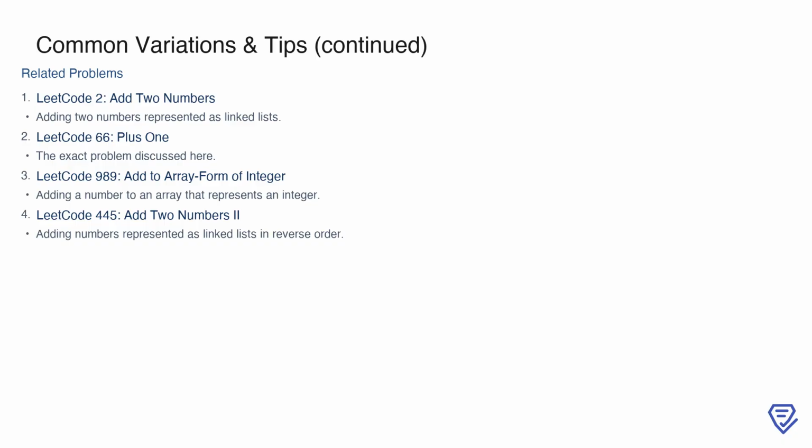For example, LeetCode 2, Add Two Numbers, involves adding two numbers represented as linked lists. This problem focuses on a similar carry propagation process but works with a different data structure. You're already familiar with LeetCode 66, +1, the problem we're discussing here. Another related challenge is LeetCode 989, Add to Array-Form of Integer, where the task involves adding a number to an array represented integer. Lastly, there's LeetCode 445, Add Two Numbers II, which requires adding numbers represented as linked lists, but in reverse order. Studying these problems will help you recognize shared patterns and prepare for variations in future interviews.